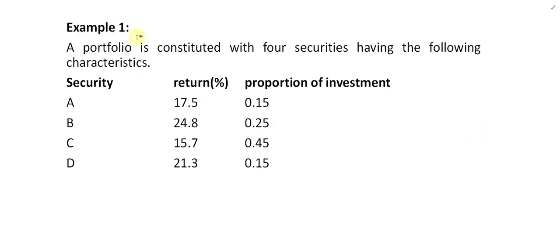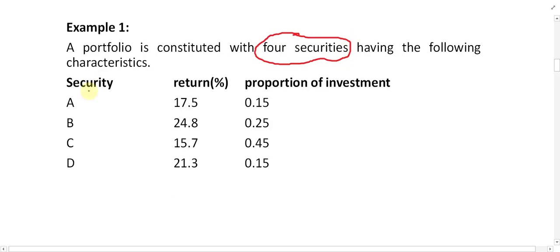Bismillahirrahmanirrahim. Example number one: a portfolio is constituted with four securities, having the following characteristics. For example, we have a portfolio, and this portfolio is made out of four securities. How many securities in this example? Four securities. What are the securities? Security A, security B, security C, and security D, whatever I have mentioned in the previous video.